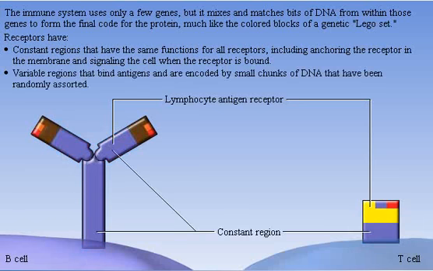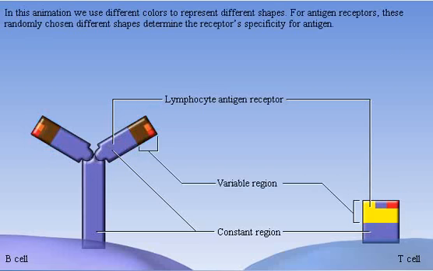The parts of the receptor that get the job of binding antigen are variable regions. These are encoded by small chunks of DNA that have been randomly assorted. Click a variable region to label it. In this animation, we use different colors to represent different shapes. For antigen receptors, these randomly chosen different shapes determine the receptor's specificity for antigen.